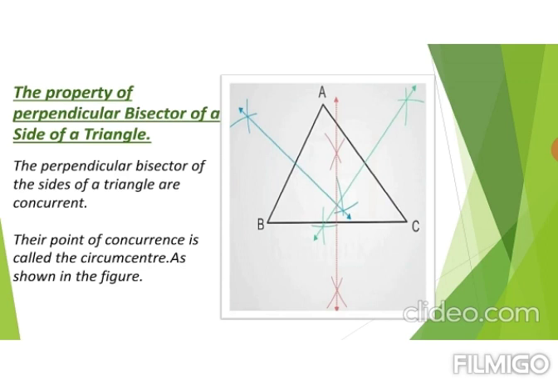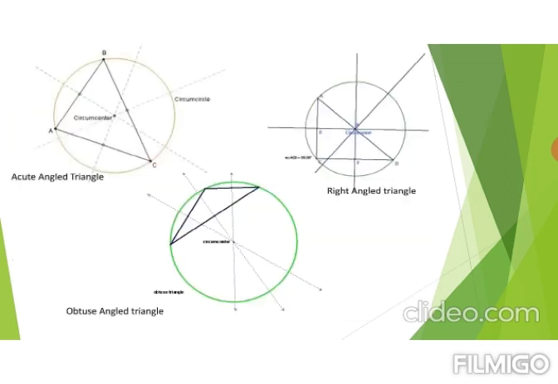Now, the second property is the property of perpendicular bisectors of the sides of a triangle. Here the perpendicular bisectors of the sides of a triangle are concurrent. Their point of concurrence is called the circumcenter. As you can see in the figure, in all the three triangles, the circle is drawn outside the triangle.